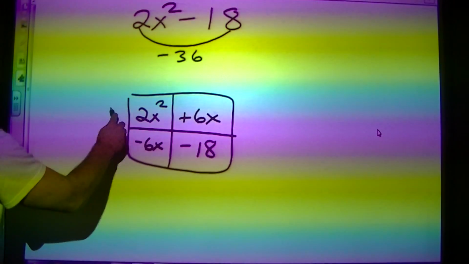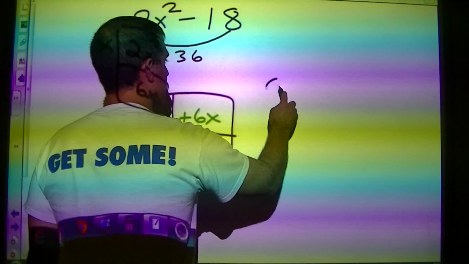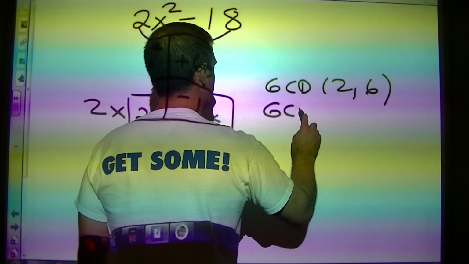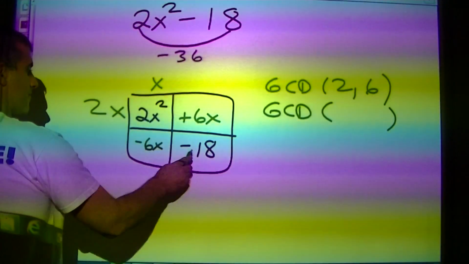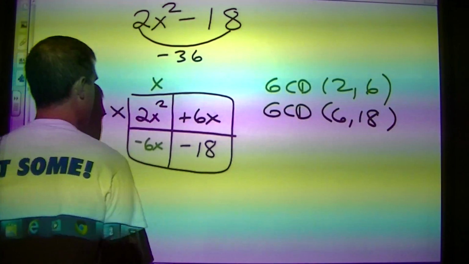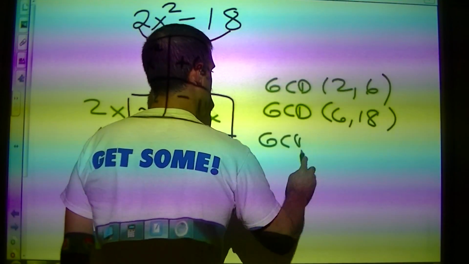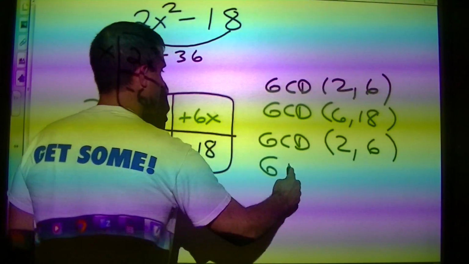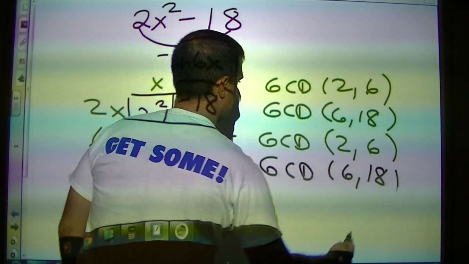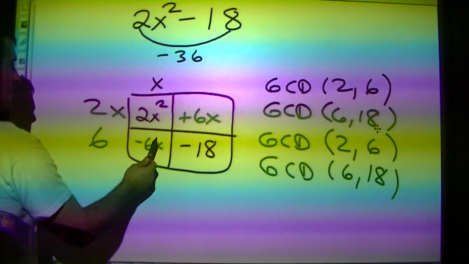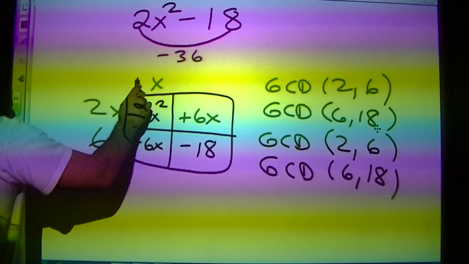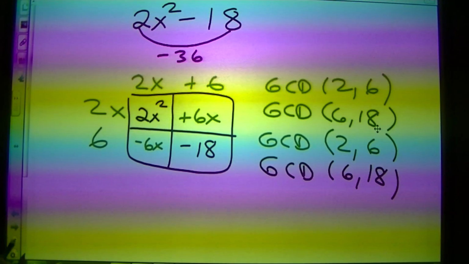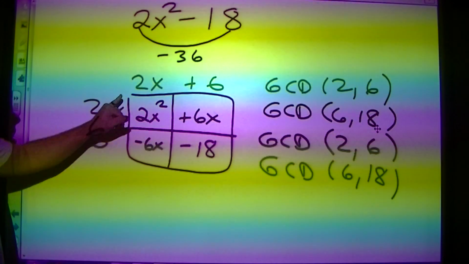Okay. Now, I got x and x. I'm going to do GCD of 2 and 6, which would be 2. GCD of 6 and 18, which would be 6. GCD of 2 and 6, GCD of 6 and 18. What you would get here is this would be 2, this would be 6, this would be 2, this would be 6. Now the problem with that is, if you notice, this is not reduced.